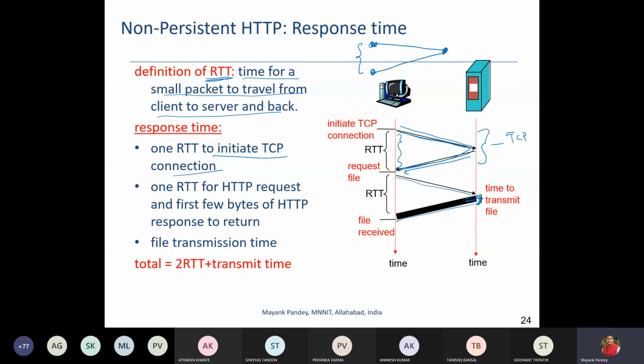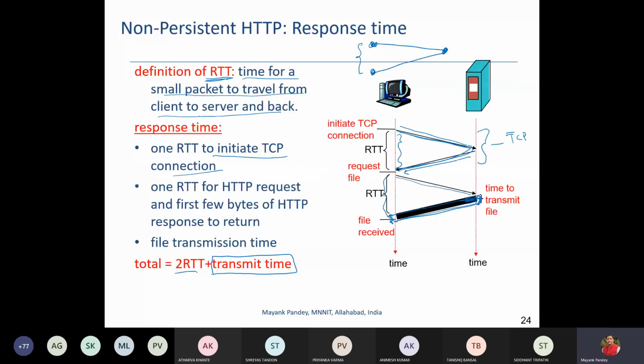1 bit, 2 bit, 3 bit, 4 bit, and this whole time is the transmission time. So 1 RTT for this index.html, plus some more time, the time it takes to transfer the file. So the total would be 2 RTT plus the transmit time of index.html. And so far only index.html has arrived.